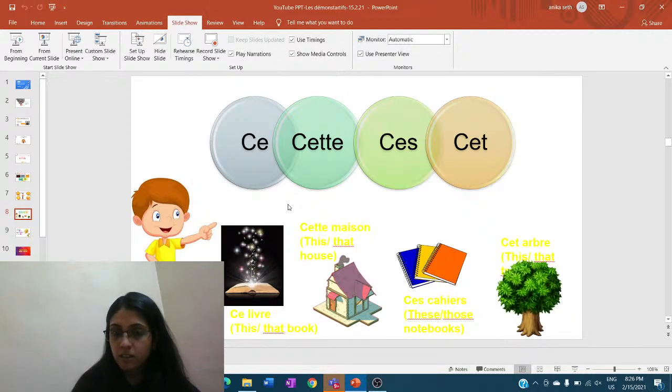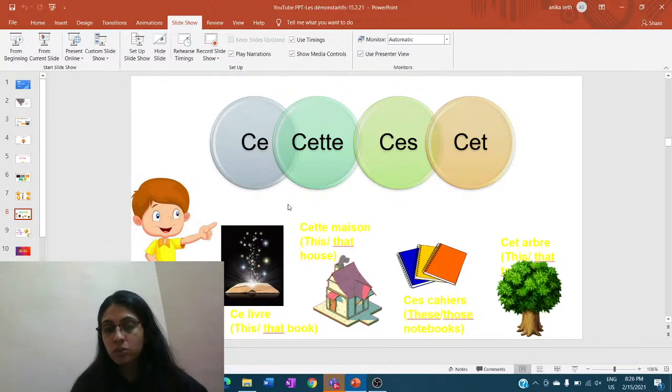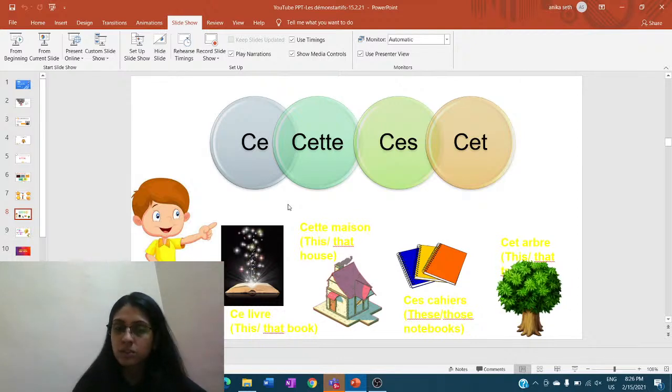Then ces cahiers, these or those notebooks. Cahier, masculine plural, CES. Even if there is a feminine plural noun like ces maisons, then also we will use CES. These or those notebooks, these or those houses, whichever noun we are using. So in singular form, the translation is this or that. In plural form, the translation is these or those.